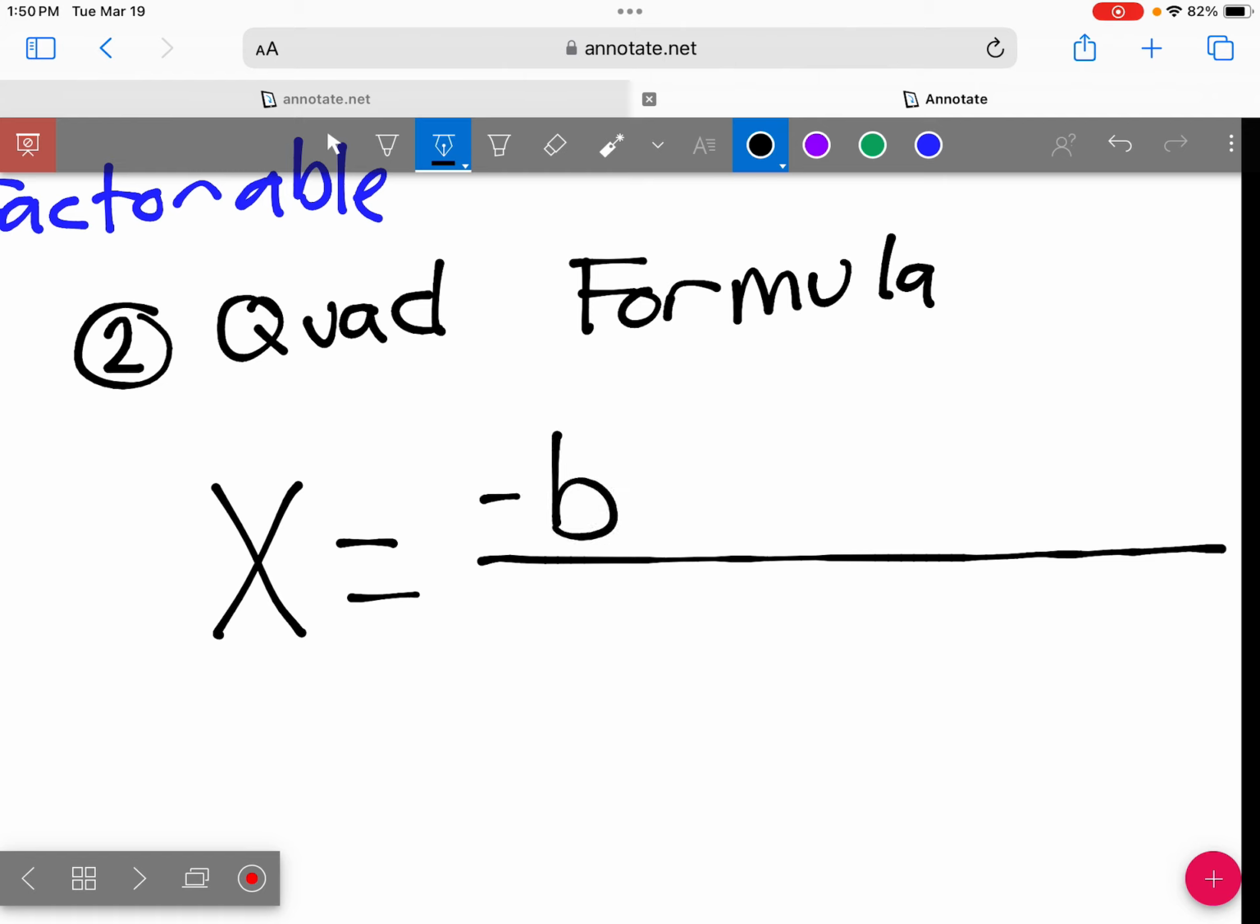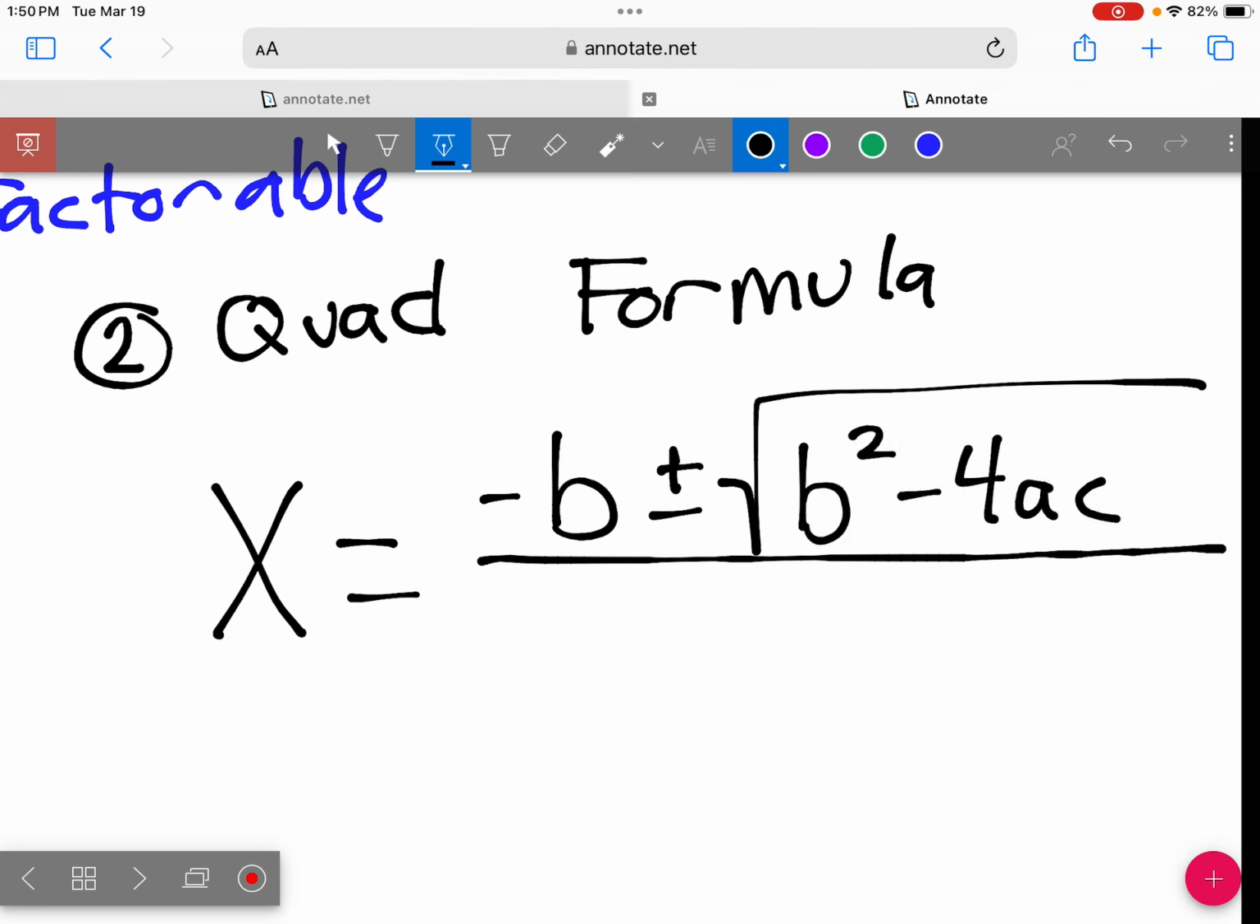So x equals the opposite of b plus or minus the square root of b squared minus 4ac, divided by 2a.